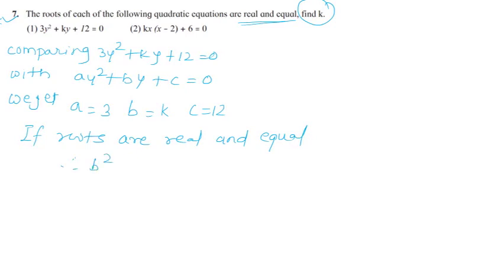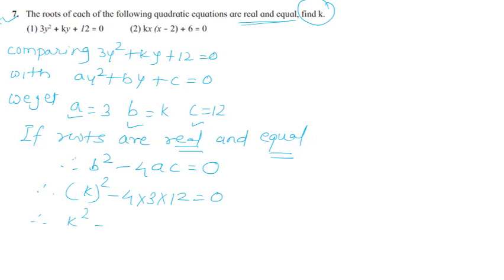Therefore, b square minus 4ac. This is called discriminant and this is 0. Why this is 0? Because this condition is given. Roots are real and equal. Roots real and equal, therefore discriminant is 0. Now substitute the value of a, b, c in the discriminant. b square means k square minus 4 into 3 into value of c is 12 equal to 0. Therefore, k square minus 4 into 3 is 12, 12 into 12, 144 equal to 0.